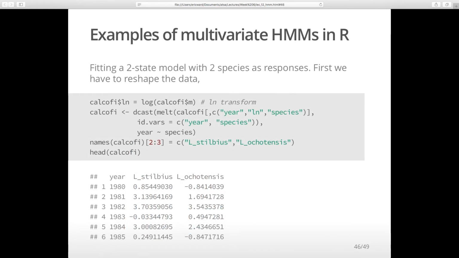Okay, so here's how we fit a two-state model with two species as responses. So the first thing we need to do is just kind of reshape our data, which we'll do using the reshape2 library. And so the data frame that we get out of this, the rows are the number of years. The columns here are going to be the year variable, and then the two species that we're modeling. And this is again, we'll be working with this in log space to assume that everything is normally distributed.